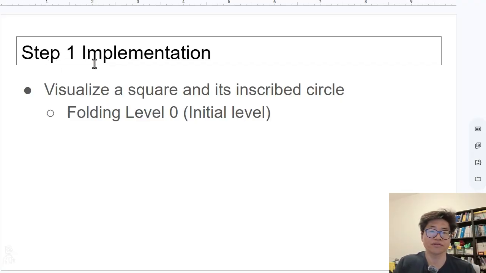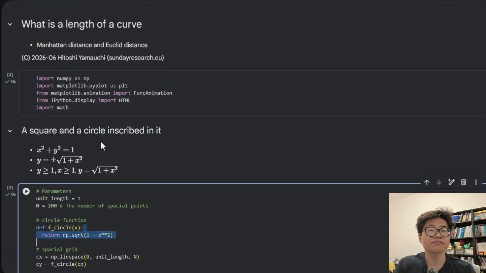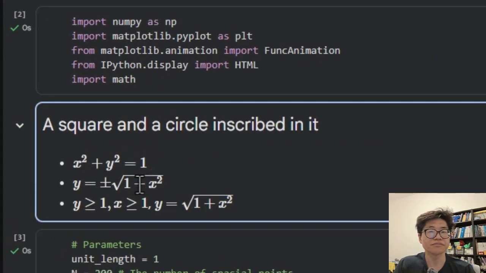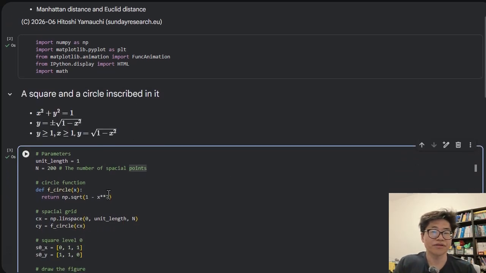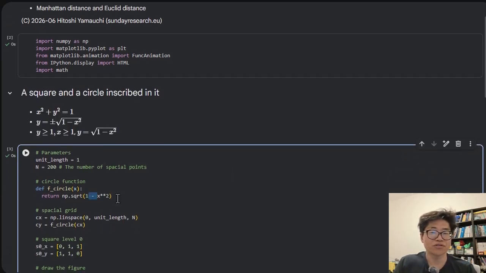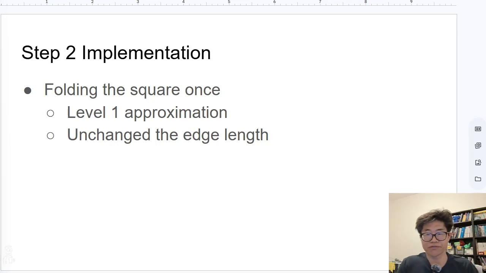Now step 1 is done, but before going to step 2, I found a mistake in the equation. This is the correct formula, and the code was correct. In the last video, I used a rectangle in the proof, but here I will use squares. Because the edge length of a square is the same, it's easier to see that I didn't change the length. Then let's make a plan.